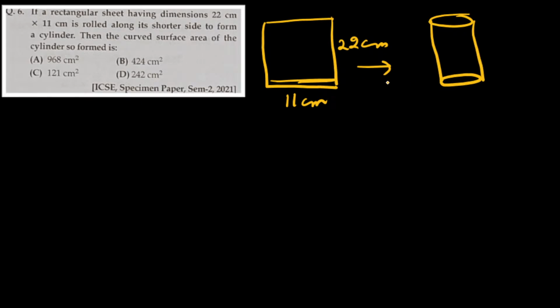If you roll a sheet of paper, paper is rectangular in shape and if you roll it, it will become cylindrical shape. Then curved surface area of the cylinder we have to find. What we have to do? We have to find the curved surface area of the cylinder. Curved surface area's formula we know, 2 pi RH. So here you just remember it is rolled along its shorter side.